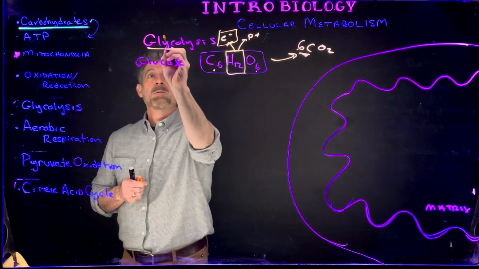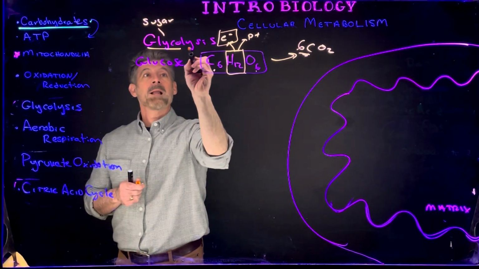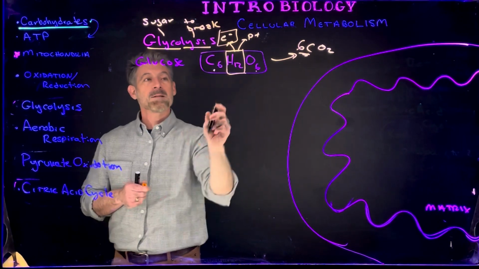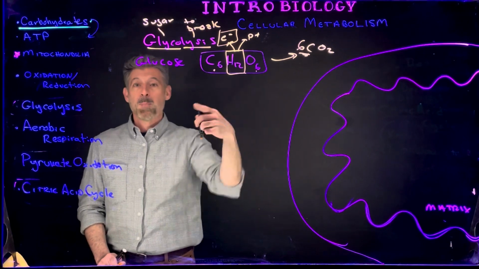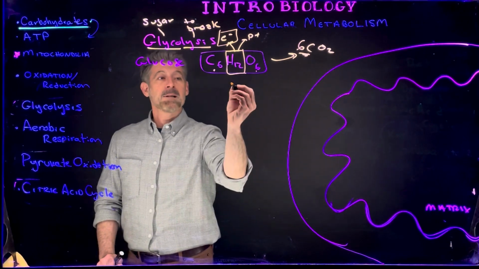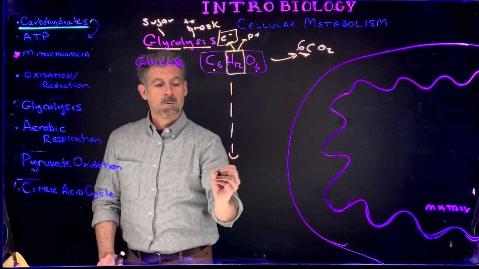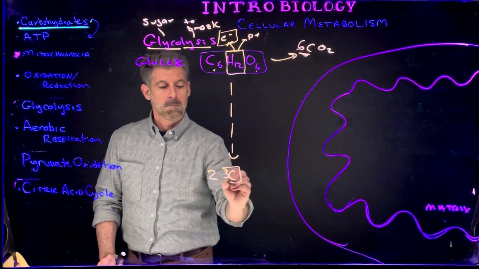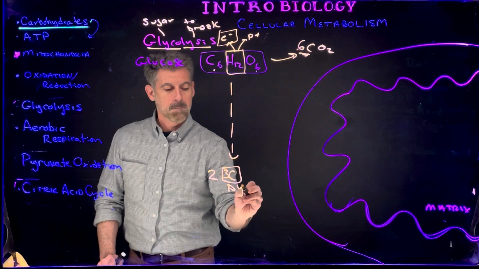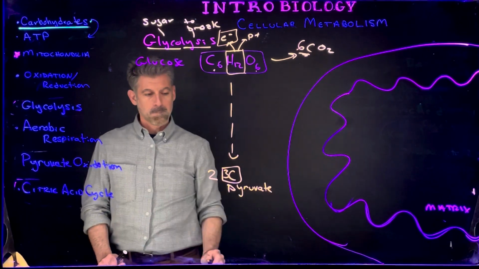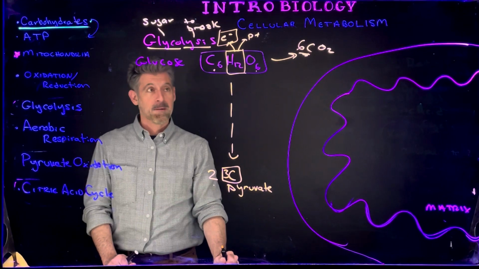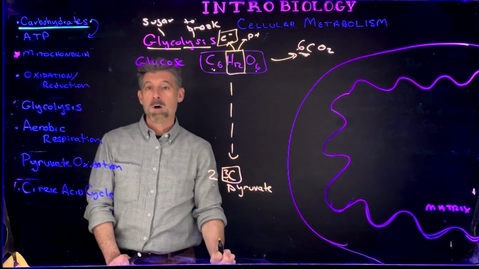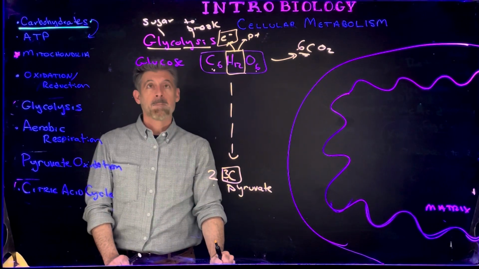The name glyco means sugar. Lysis means to break. And so that's part of what's going to happen in this process. The 6 carbon sugar is going to be broken in half. So in glycolysis, through a series of steps, we're going to end up with 2 three-carbon molecules called pyruvate. All 6 carbons will still be here at the end of this process, so they're not going anywhere yet. There's no carbon dioxide made during this process.